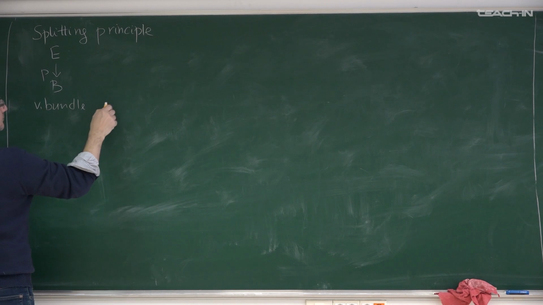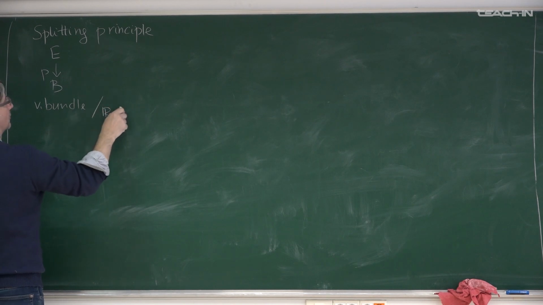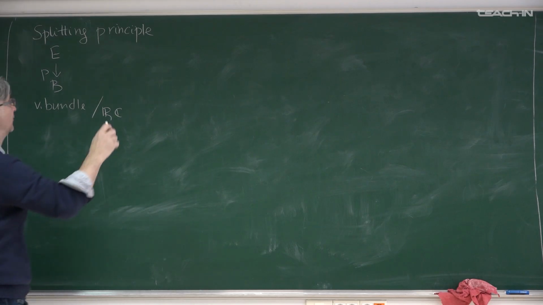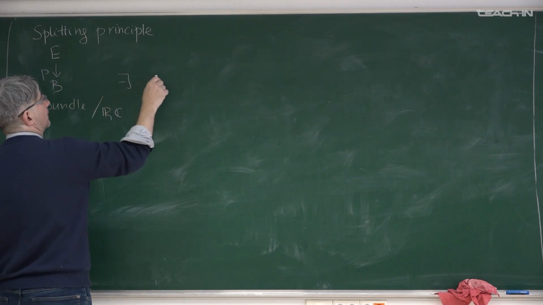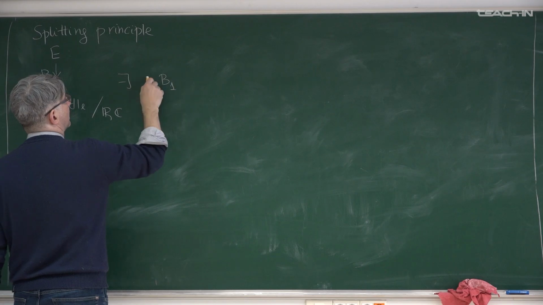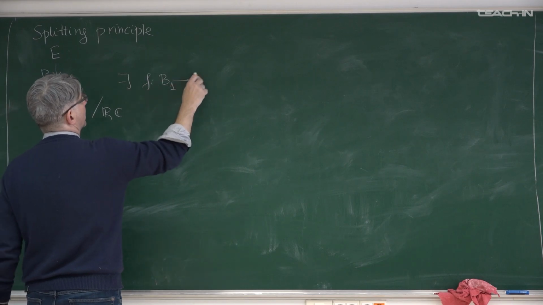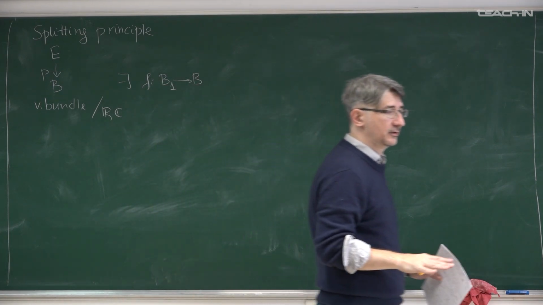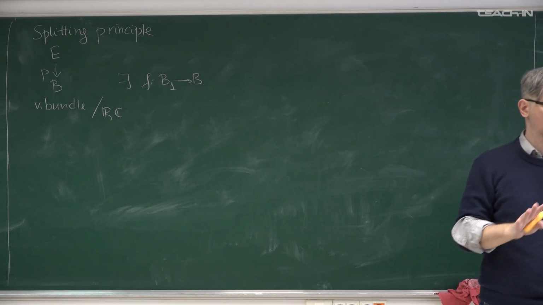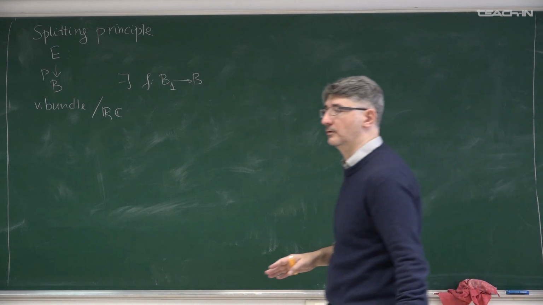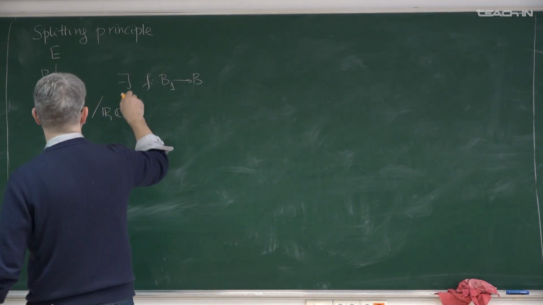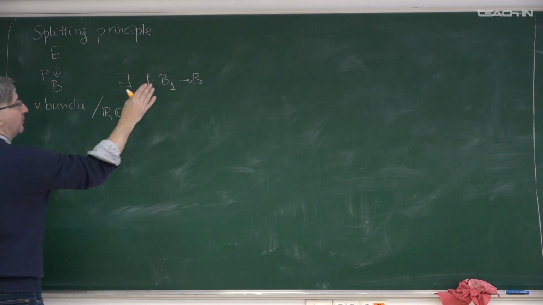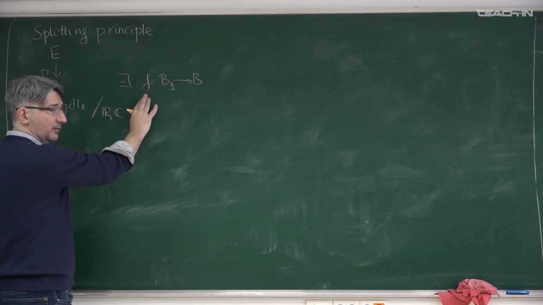It can be real or complex, doesn't matter. The statement is as follows. There exists another space B1 and a map F from B1 to B. If you deal with a smooth category, B1 will be a manifold and F will be smooth. If you deal with topological spaces, it can be just a topological space. But since we're working only with manifolds, B1 is a manifold and F is a smooth map.